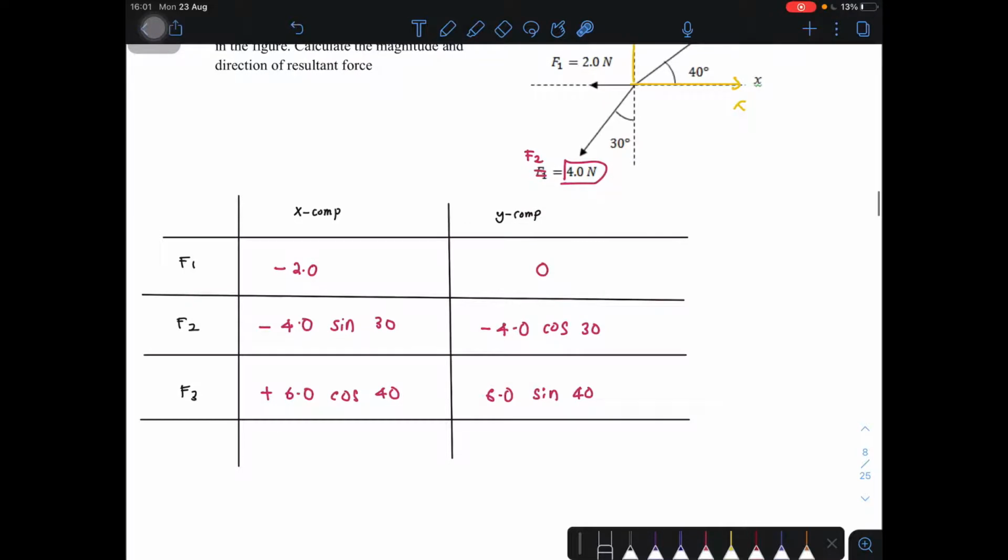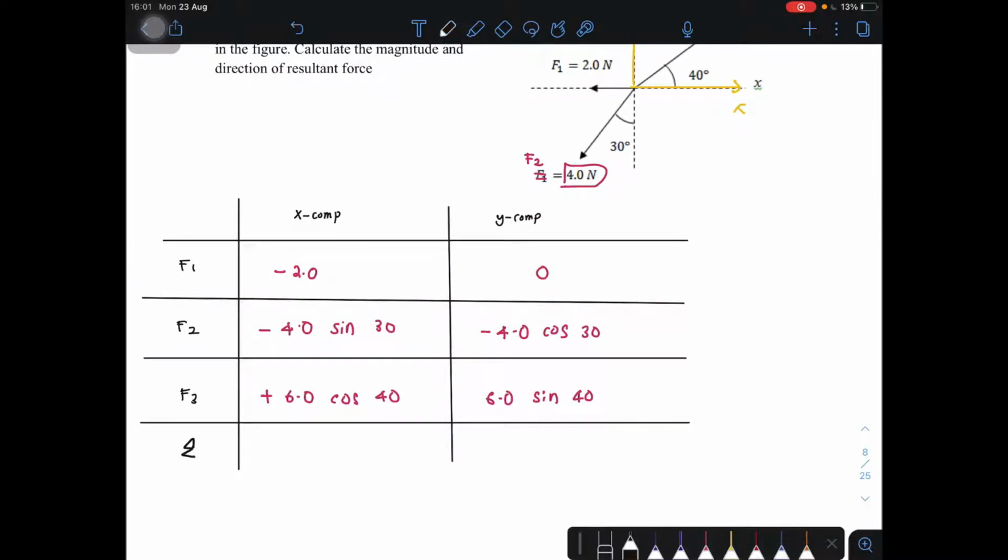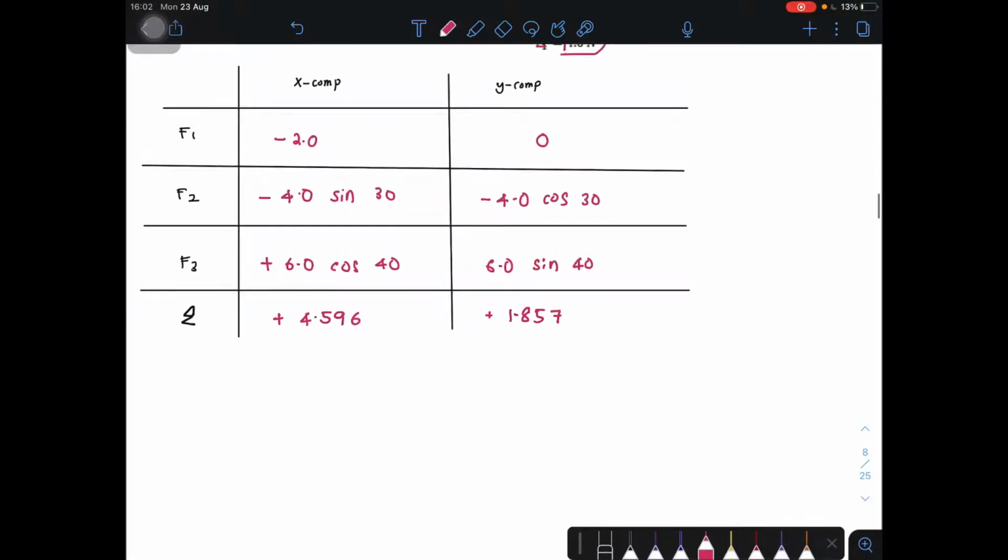Okay, and after that, kita just cari di hasil tambah. So just tambahkan, tekan dalam kalkulator semua ni, negatif 2, tolak 4.0 sin 30, tambah 6 cos 40, dan kamu akan dapat 4.596, and then this one 1.857. So kedua-duanya positif. So bermaksud dekat sini Fx sama dengan 4.596 and then Fy sama dengan 1.857.